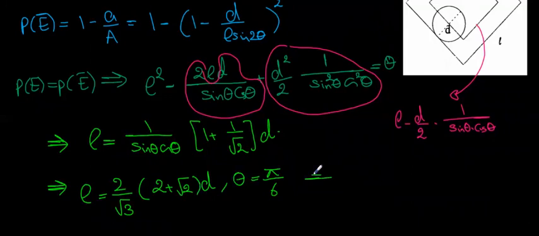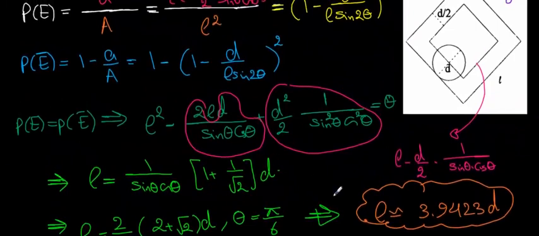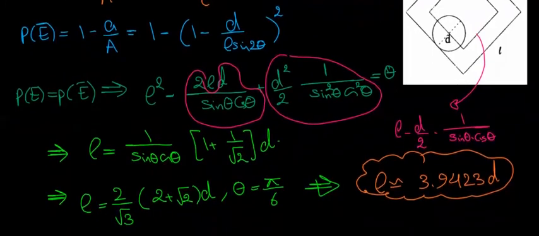If we substitute that in this formula, then approximately we can say that L is equal to 3.94 d. So if these two parameters have this relationship together, we can say that this game with this rule would be a fair game. Okay, so that's it. Let's talk about the other cases.